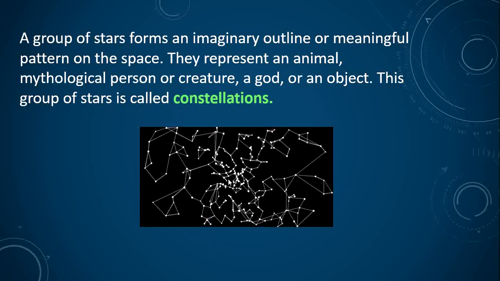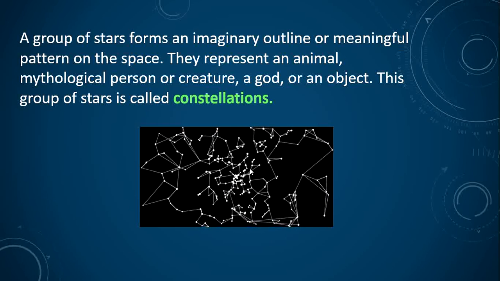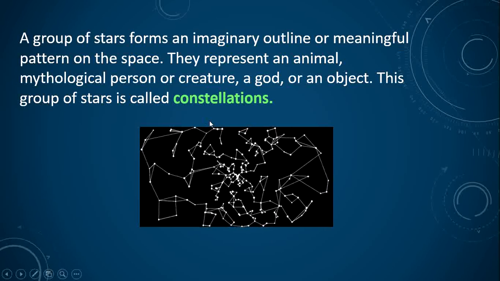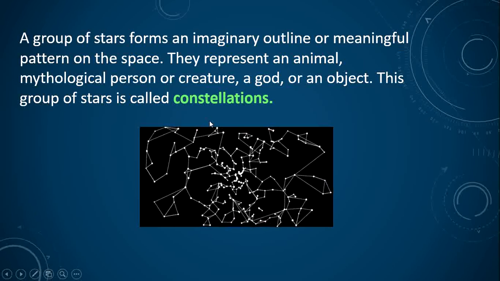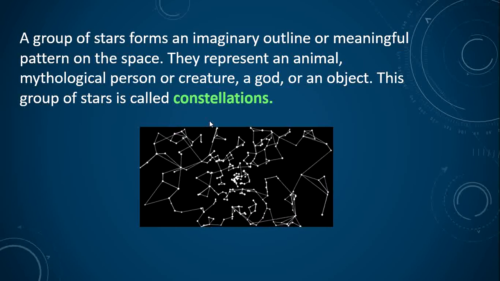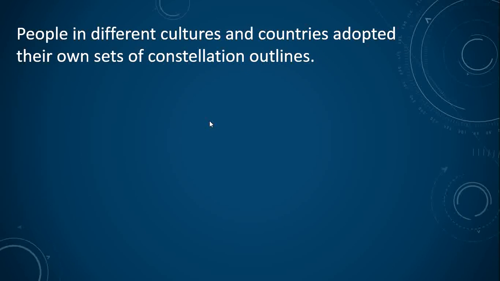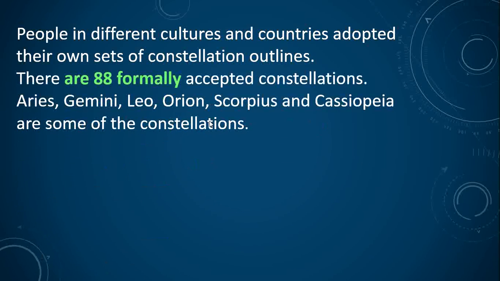What is this group of stars called? It is called constellations. So in the sky, the group of stars forms an imaginary outline or meaningful pattern. This group of stars is called constellations. People in different cultures and countries adopted their own set of constellation outlines. There are totally 88 formally accepted constellations.